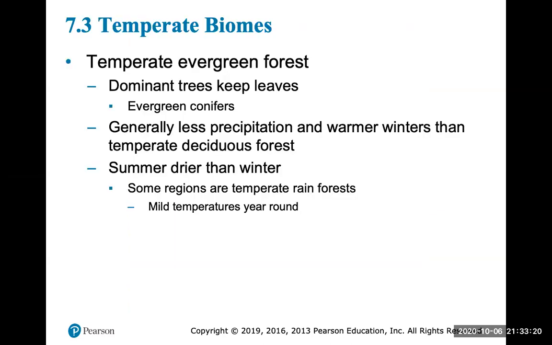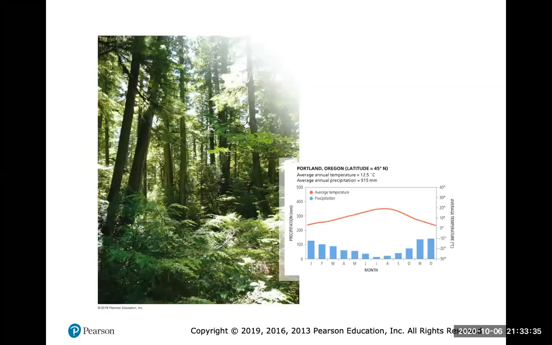Temperate evergreen forest: dominant trees will keep their leaves, like evergreen conifers. Less precipitation and warmer winters than temperate deciduous. The summer will be drier than winter, and some regions are temperate rainforests with mild temperatures year-round. And an example of this would be a scene from Portland, Oregon.